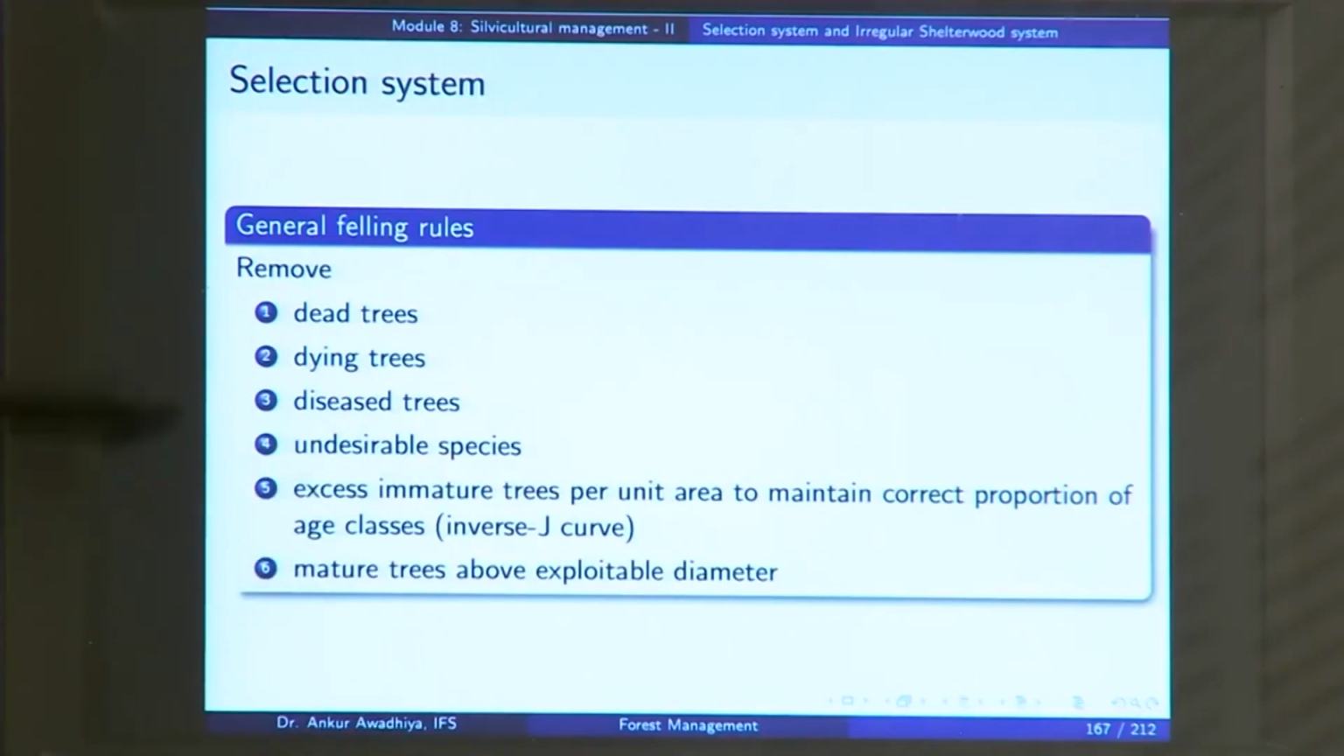And then finally, after you have removed all these trees, the next preference is that of the mature trees above the exploitable diameter. So, what you are doing in an ideal selection forest is that every year you are visiting every part of the forest, and if you find any tree that is dead, dying or diseased, you remove that tree. Then you remove those trees that are not useful to you or that are, say, invasive species. So, you remove those trees as well.